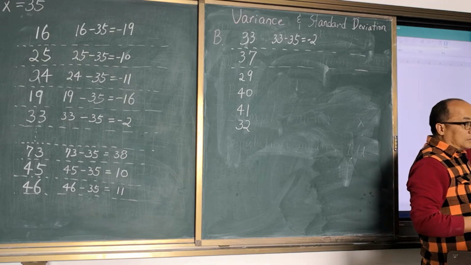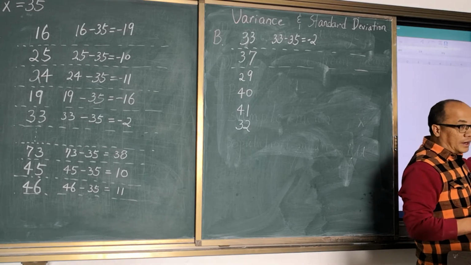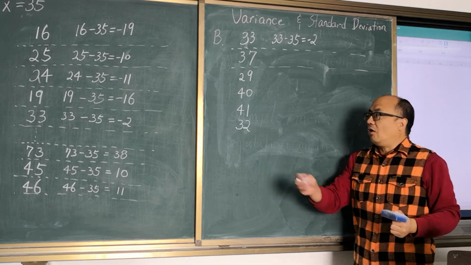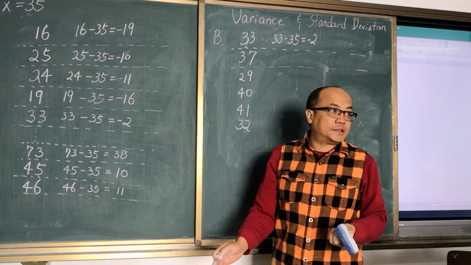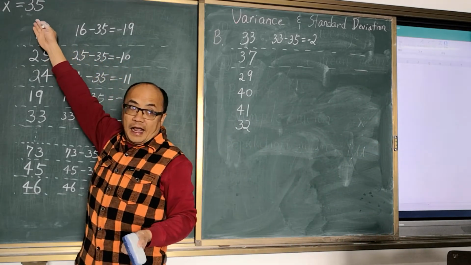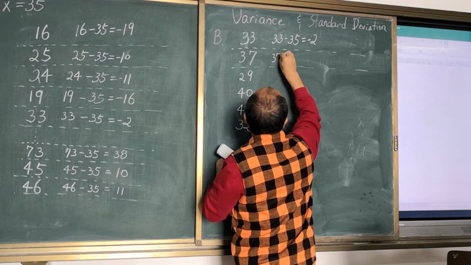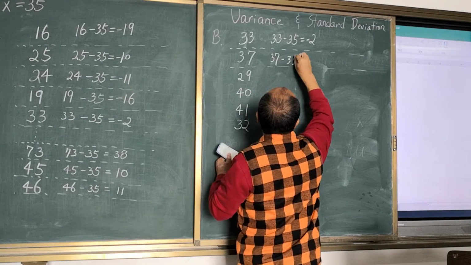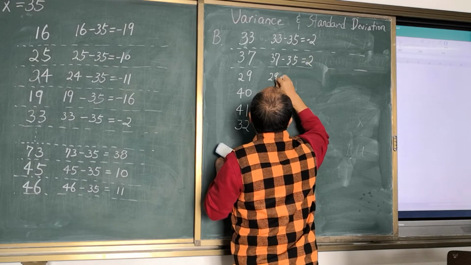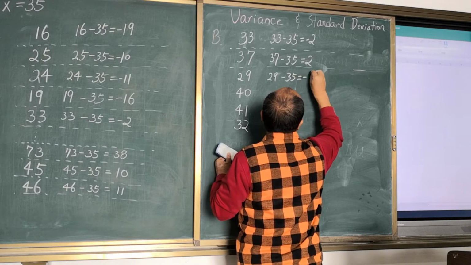We are just trying to make a judgment. Let's say, in the history, which one is better? These are already history data. So this is why we know the average. And 37 minus 35 is a positive 2. 29 minus 35 is a minus 6.